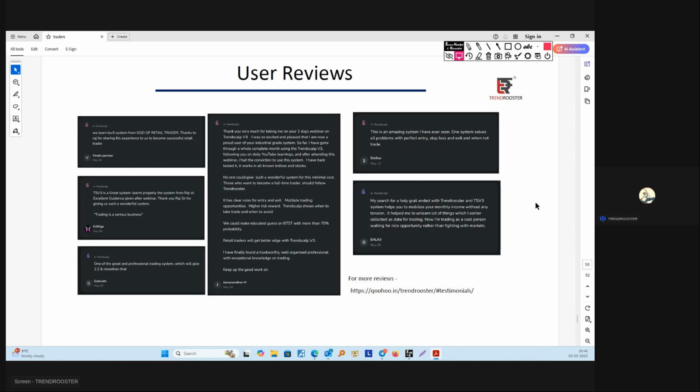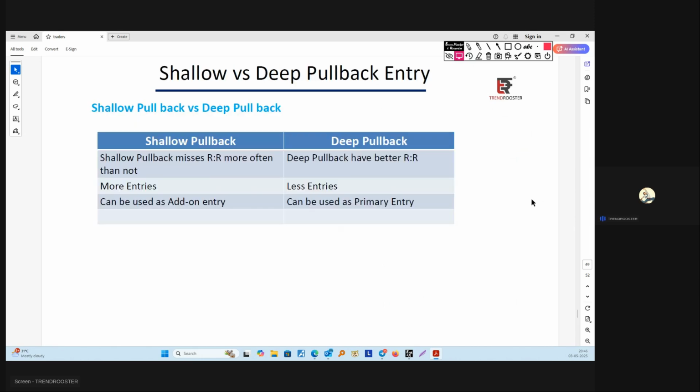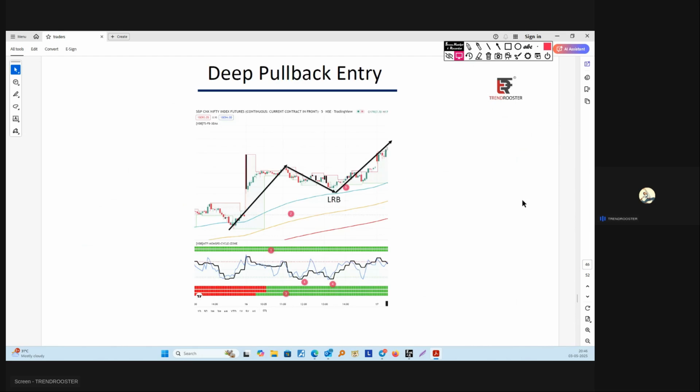Okay, we have seen the trend trading system so far. Now TSV3 has evolved like anything. Okay, markets are evolving, TSV3 is evolving. So far, these methods work in a manual manner, but in 2025 we have to look at going in an automated manner. Okay.